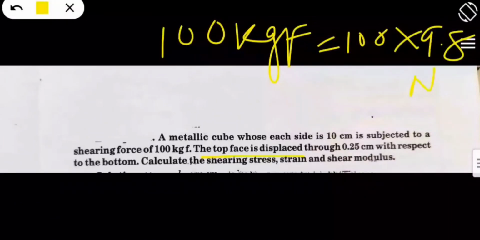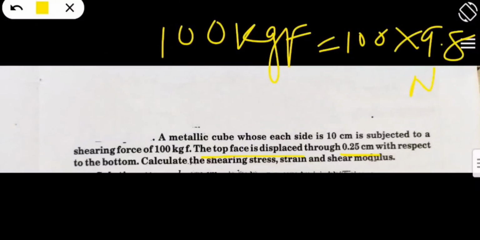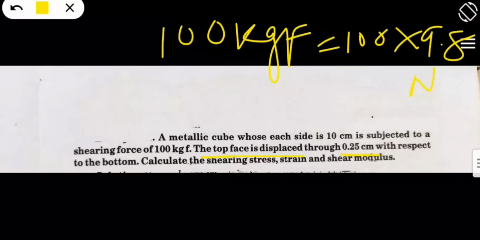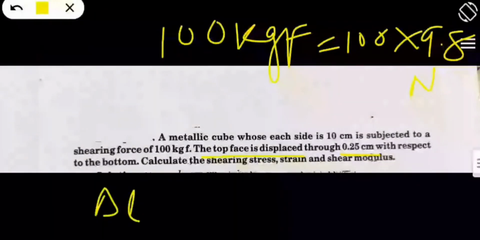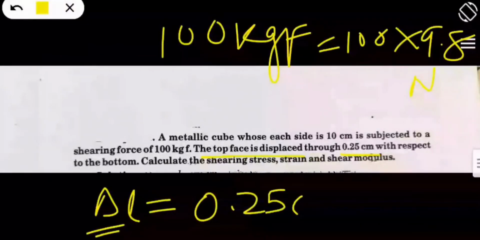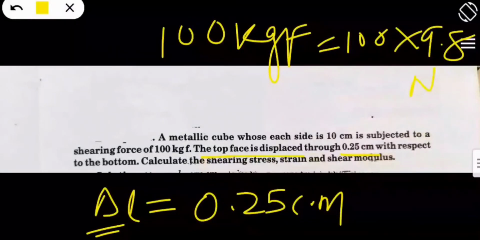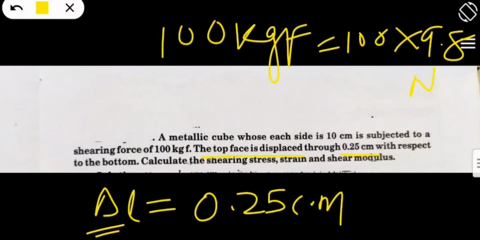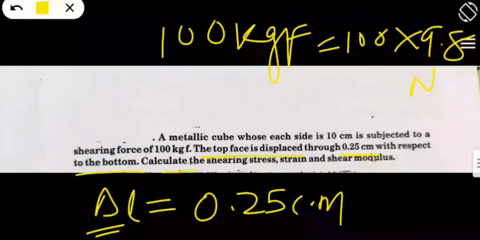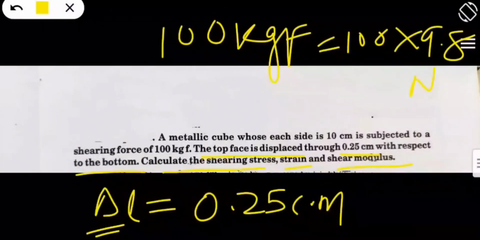The top face is displaced through 0.25 centimeter. See, displaced means it has given us how much it is being changed. Displaced up to delta L is given to us, 0.25. The only thing in this numerical section is you have to identify. So delta L is given, that is 0.25. Write it simultaneously. With respect to the bottom, calculate the shearing stress, strain and shear modulus. It is asking us what is the shearing stress, strain and shear modulus.